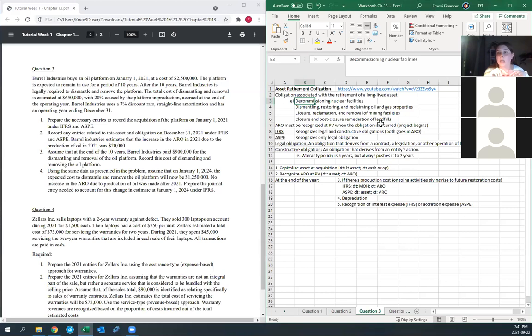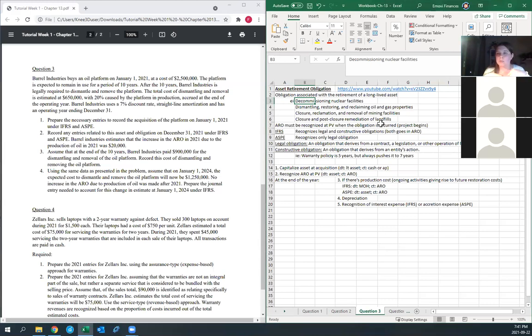IFRS recognizes legal and constructive obligations. Legal means contracts and laws. Constructive obligations are like when the company has always decided to plant a bunch of trees when they're done with the site. That would be a constructive obligation. So they have to take into consideration the cost and put it in their asset retirement obligation. ASPE only recognizes legal obligations, so only stuff that they have to remove because of contracts, laws, etc.